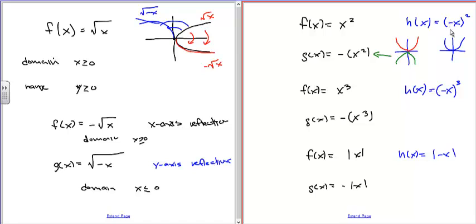Because when you put, say, a 1 in here, x equals 1, you'll have negative 1 in the argument, but when you square it, you'll end up with positive 1. And so if you reflect this across the y-axis, because of the symmetry, it's going to look exactly the same. Whereas here, you're flipping it over the x-axis.